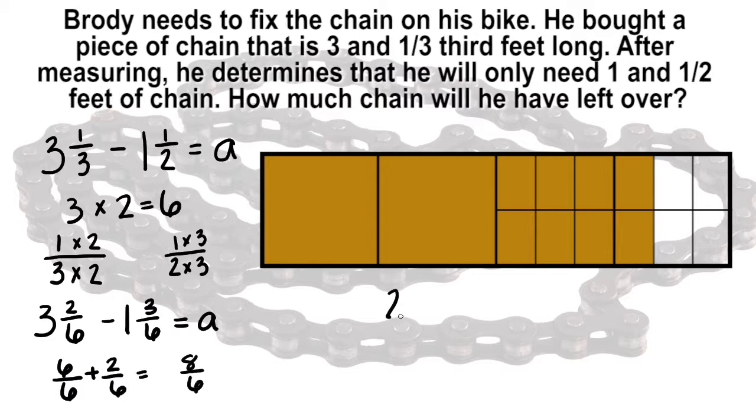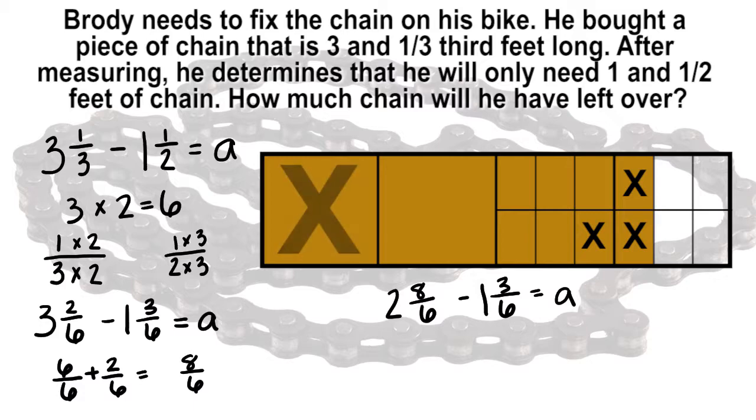8/6. The new equivalent equation reads 2 8/6 minus 1 3/6 equals A. 8/6 minus 3/6 equals 5/6. This is shown on the model by crossing out 3 of the 6ths. 2 wholes minus 1 whole is 1 whole. Cross out 1 whole section on the model. There is 1 5/6 feet of chain left.